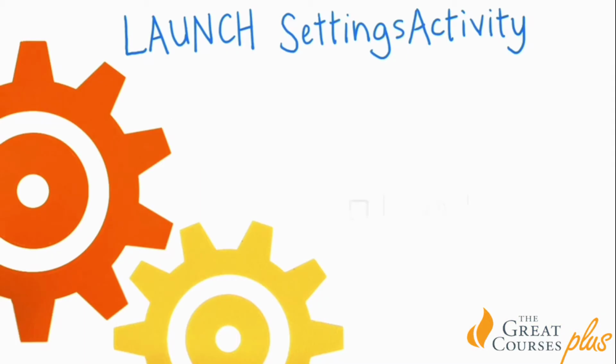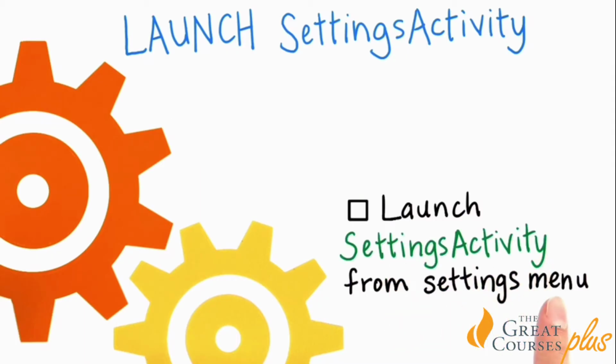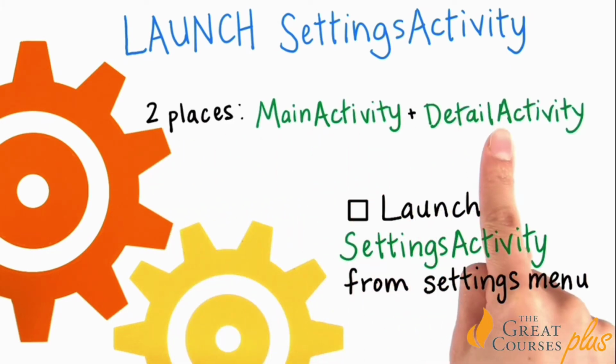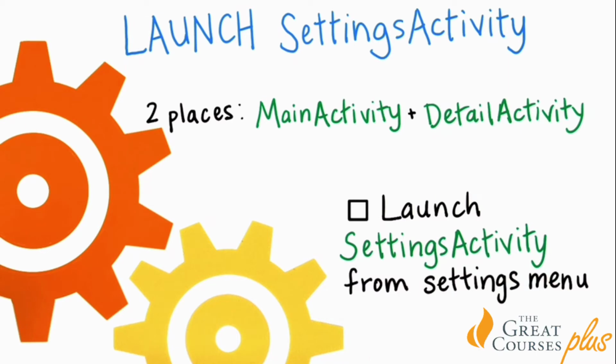Now it's time to launch the settings activity from the menu item. We need to launch it from two places, the main activity and the detail activity. Afterwards, compile and run the app to make sure that it works.